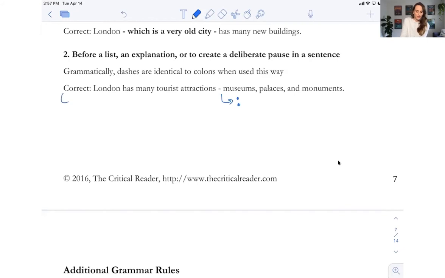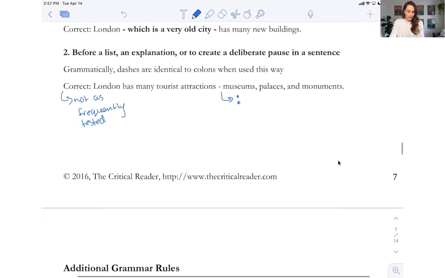You're not as frequently tested for this. In general, if they give you a list, they would use a colon before it. They could technically put a dash before it, but it's not going to be that common to do that.